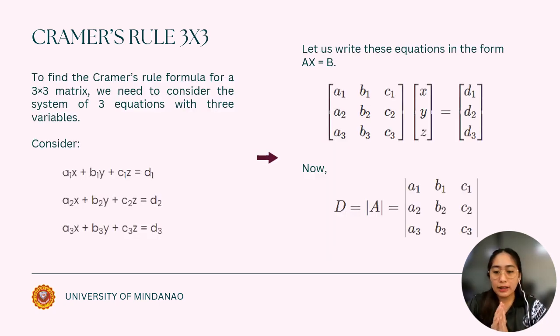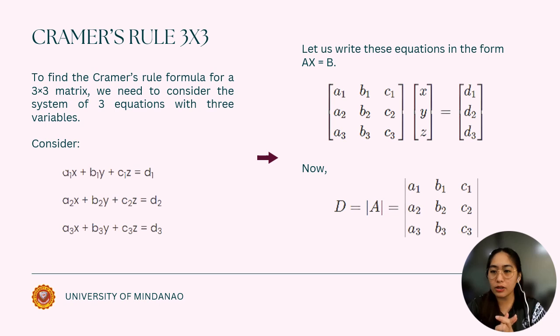So we now understand the 2 by 2 matrix of Cramer's rule. Now we go to our 3 by 3 matrix. To find the Cramer's rule formula for a 3 by 3 matrix, we need to consider a system of 3 equations with 3 variables. So it is more complicated than the 2 by 2, since that has only 2 equations. So consider these 3 equations: a sub 1 x plus b sub 1 y plus c sub 1 z is equal to d sub 1. So we have 4 variables already.